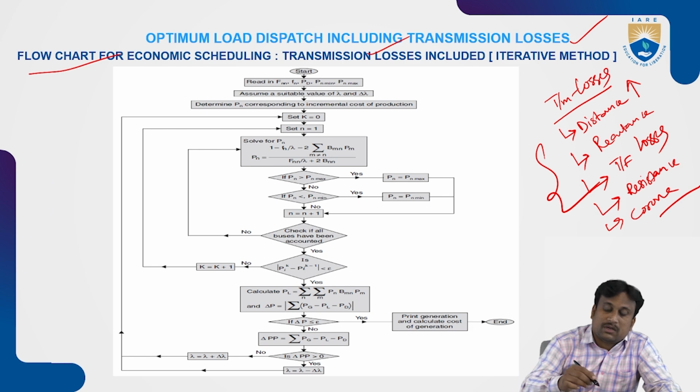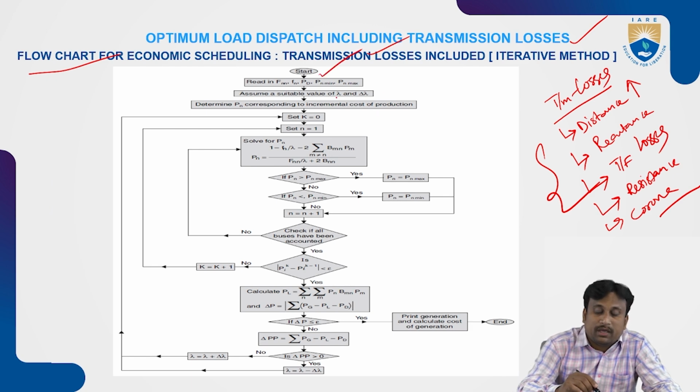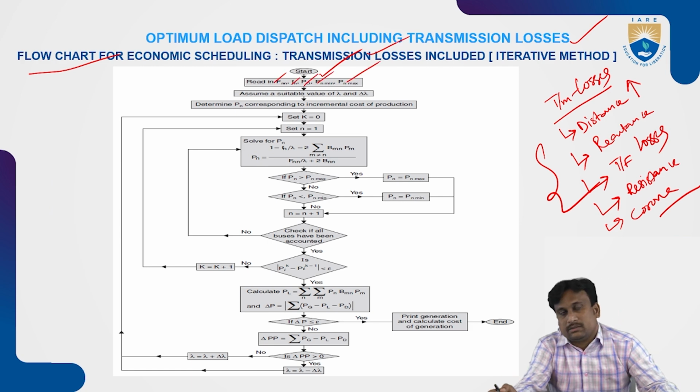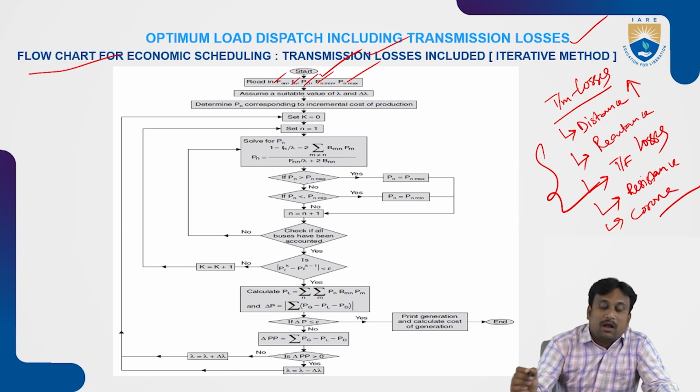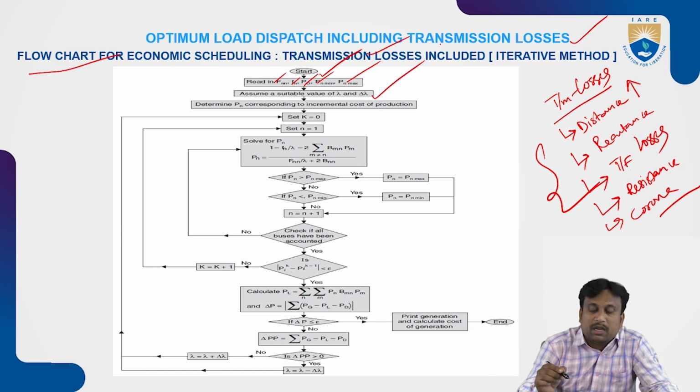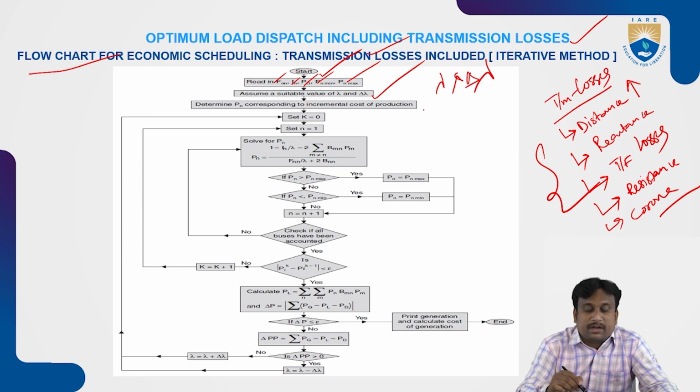Now we will start with the flowchart case. So this is the starting point. Here we will read FNN, FN, PD, Pn min and Pn max. So these are the variables we should define first. After that, assume suitable values of lambda and delta lambda. Now determine Pn corresponding to incremental cost of production. So here first set k value to 0 and set n equals to 1.